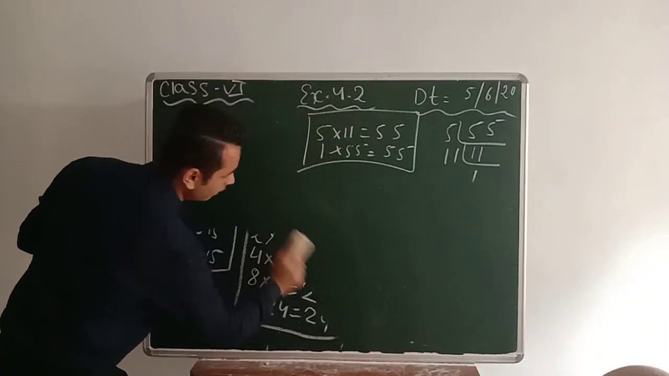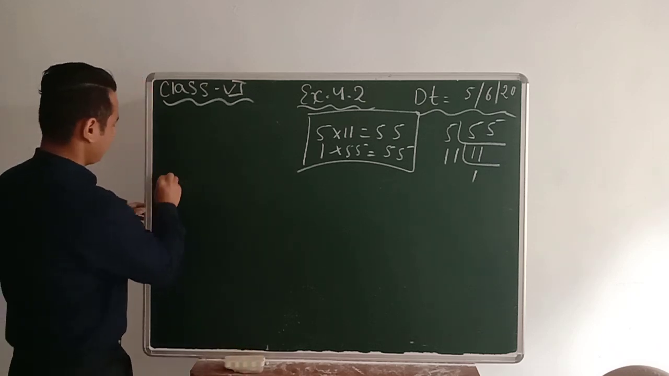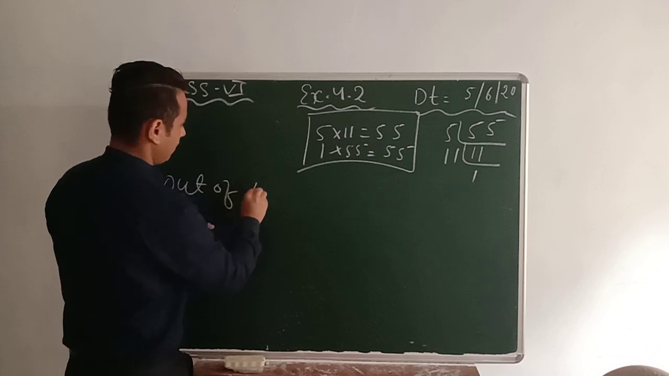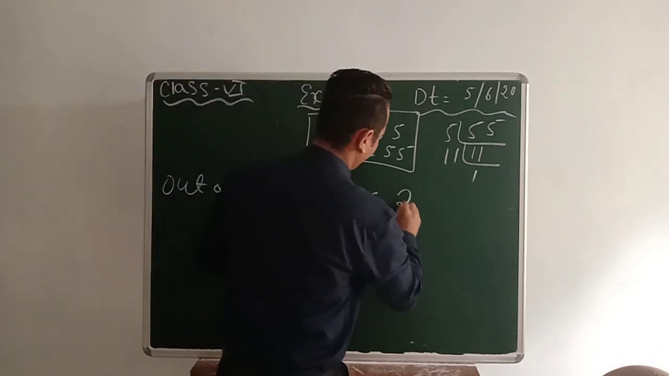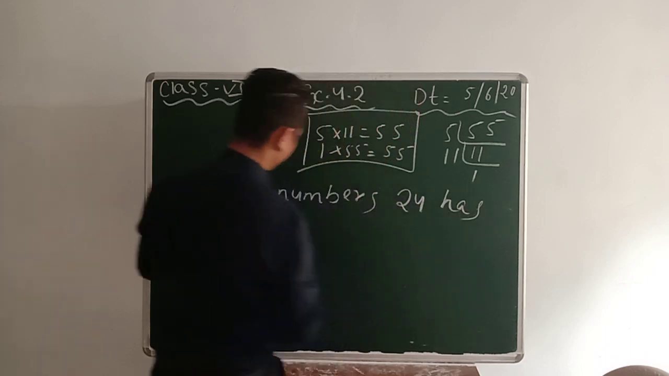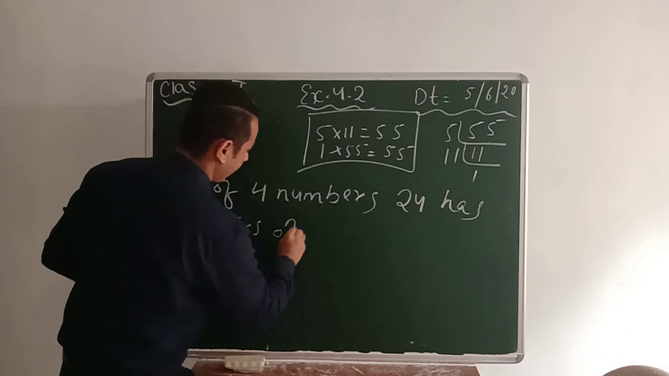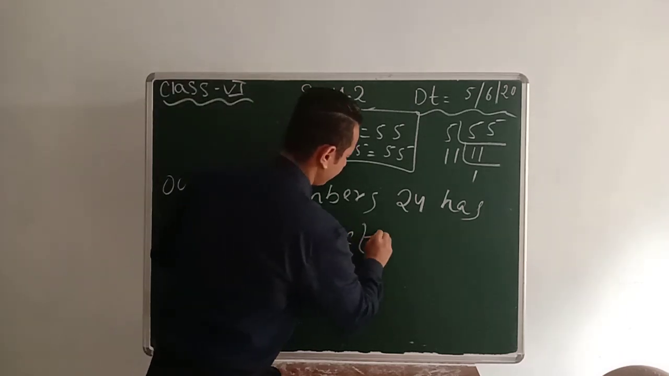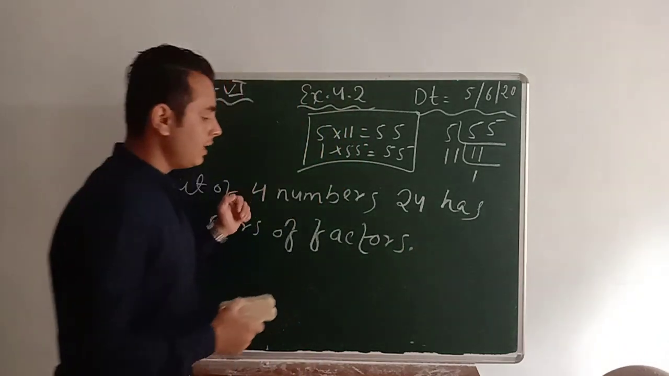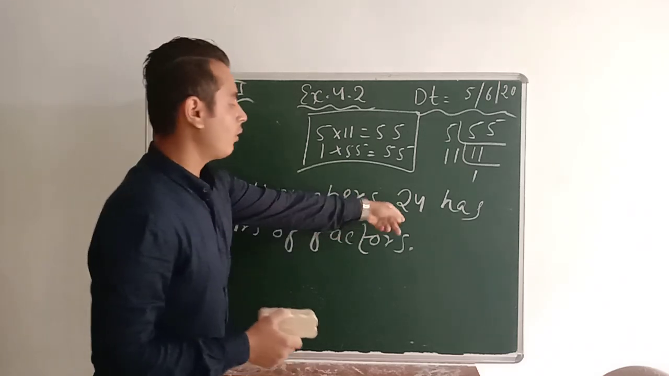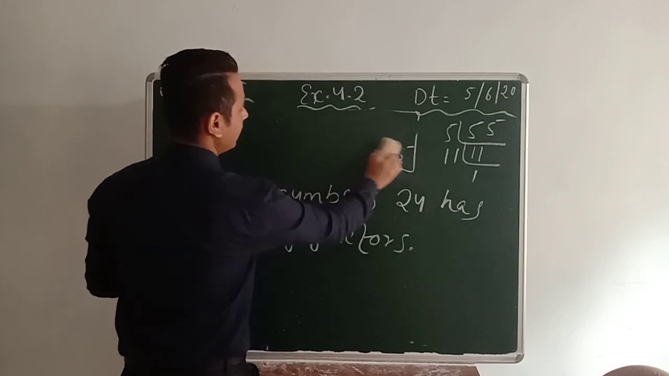Your question asked which among the following numbers has 4 pairs of factors. So at last you should write: out of the 4 numbers, 24 has 4 pairs of factors. This will be a statement at last. That means out of those 4 numbers 15, 24, 36 and 55, 24 has 4 pairs of factors. That will be your answer or the statement at last.